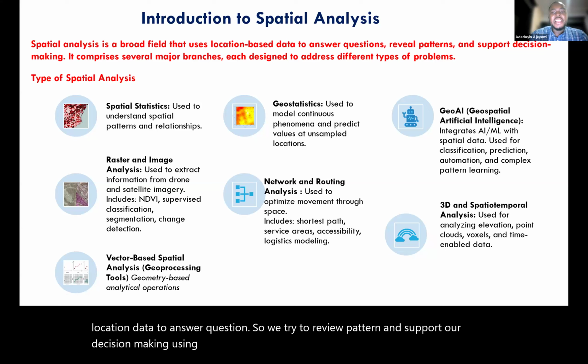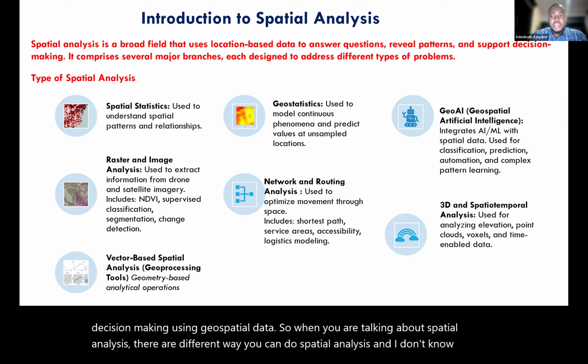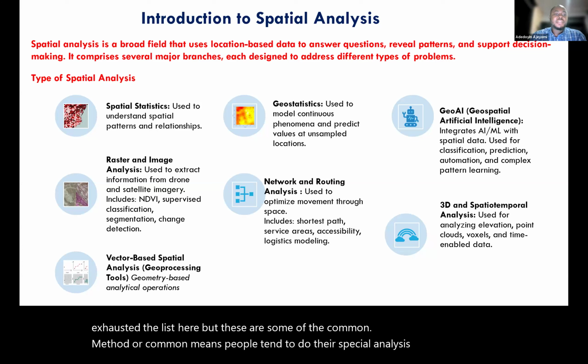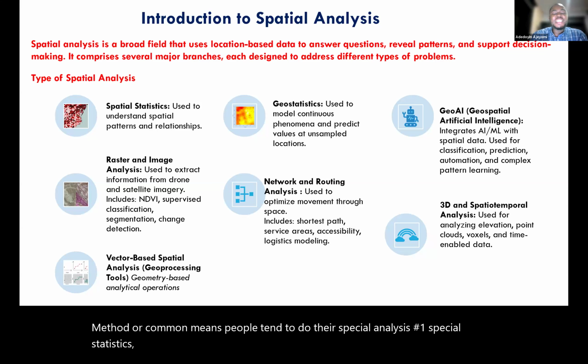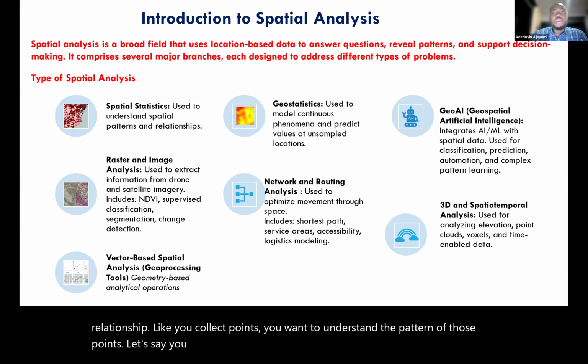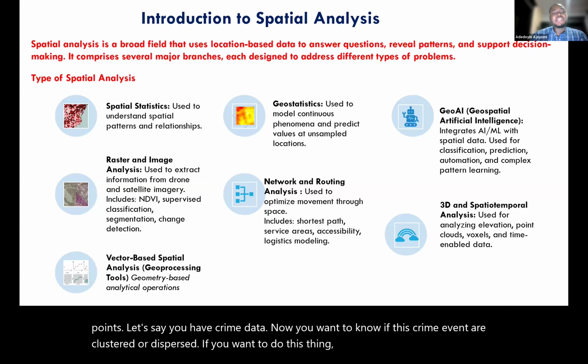When you are talking about spatial analysis, there are different ways you can do it. I don't know if I exhausted the list here, but these are some of the common methods people use. Number one, spatial statistics. Spatial statistics is used to help us understand spatial pattern and relationship. Like you collect points, you want to understand the pattern of those points. Let's say you have crime data. You want to know if these crime events are clustered or dispersed. If you want to do this, you need to employ spatial statistics.